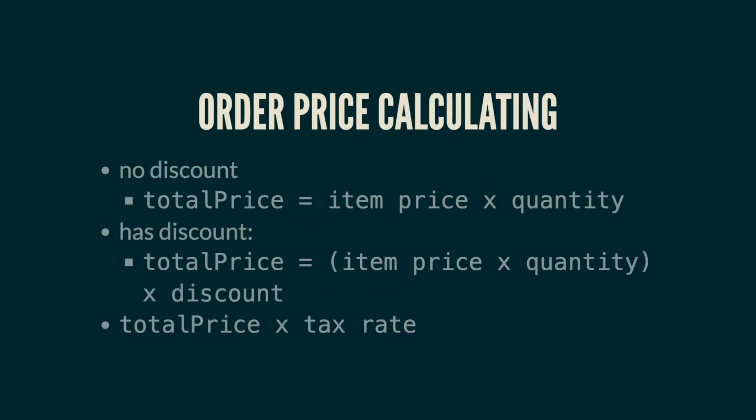The formula is simple. We need to multiply the item price by quantity. If there is a discount, we need to multiply the result of the previous operation by discount. After that, we need to calculate tax amount. For that, we need to multiply the total price, the result of previous operations, by tax rate. Okay, so now we can get the final price of the order, which is the result of the summation of the total price and tax amount.